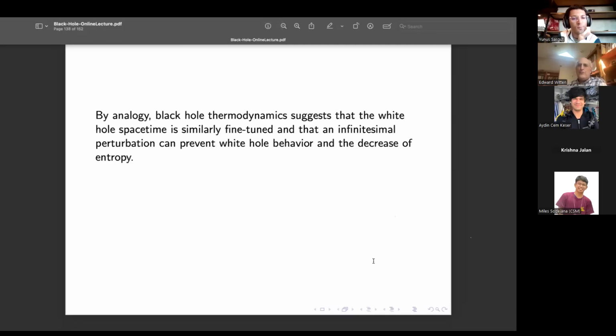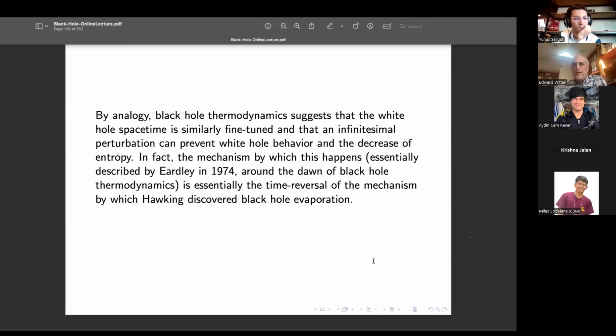Well, black hole thermodynamics suggests that the white hole spacetime is similarly fine-tuned, and an infinitesimal perturbation should prevent white hole behavior and the decrease of entropy. In fact, the mechanism by which this happens was first described by Eardley a little over 50 years ago, around the dawn of black hole thermodynamics, but not motivated by black hole thermodynamics, as far as I can see from his paper.